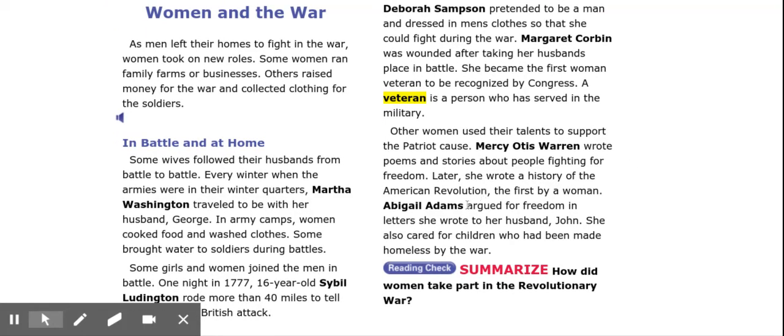Abigail Adams, obviously John Adams' wife, wrote to her husband a lot about what was happening in the war and what she thought should happen. She was a big influence on her husband.